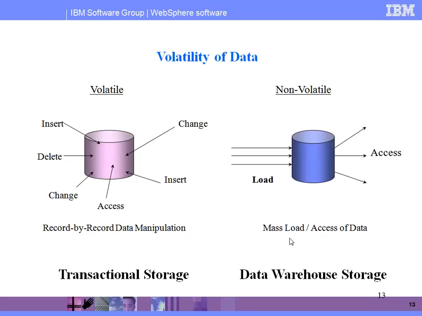When we are maintaining data in a warehouse, that is non-volatile data. First, what is volatile data? Volatile data is the data we maintain in front-end systems, that is, transaction system data.